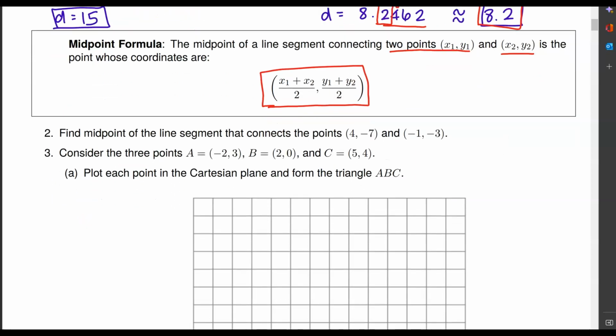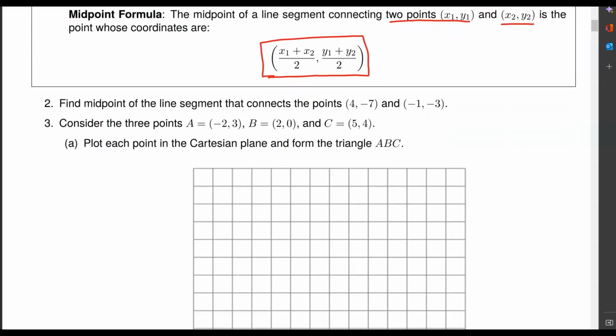Oh, you know what? I didn't leave enough space here. Sorry about that. But let's go ahead and calculate this one. So for number 2, find the midpoint of a line segment that connects these 2 points. So we're going to use x1 plus x2. So our midpoint M, I should have noted that M equals this, is going to be given to us by x1 and x2. So we're going to add those two together. So 4 plus -1 all over 2.